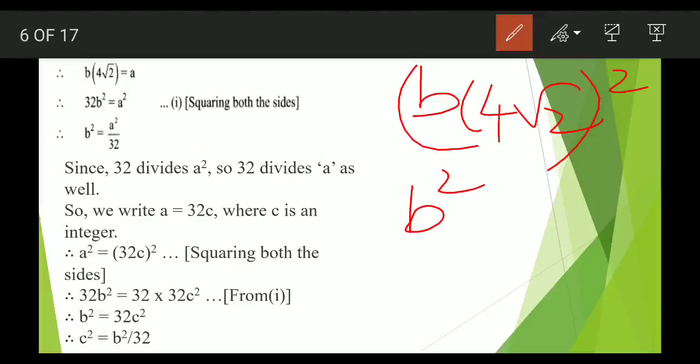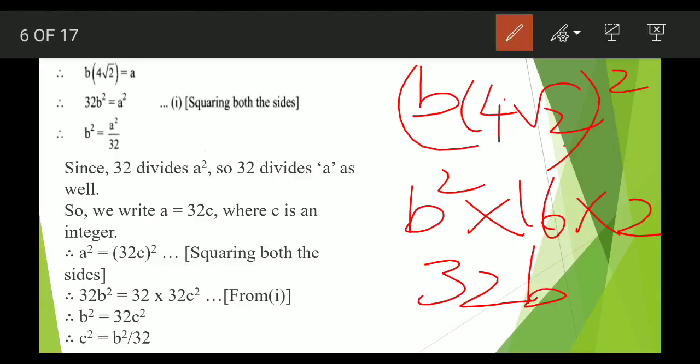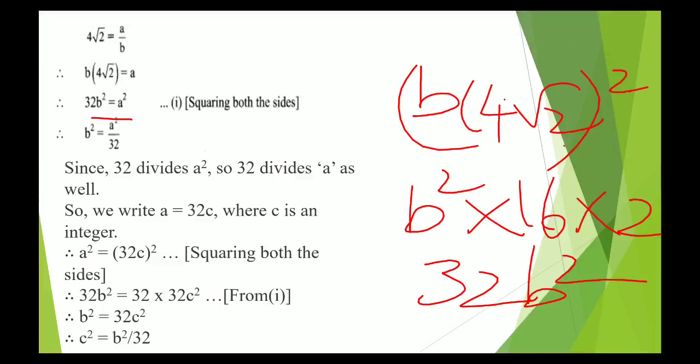b square, 4 square is how much? 16. Root 2 square is 2. This becomes 32 b square. Don't get confused about where we get this 32 b square from. Now I am bringing this 32 to the right hand side, so it will come to the denominator. So b square is equal to a square upon 32. We will write like this.